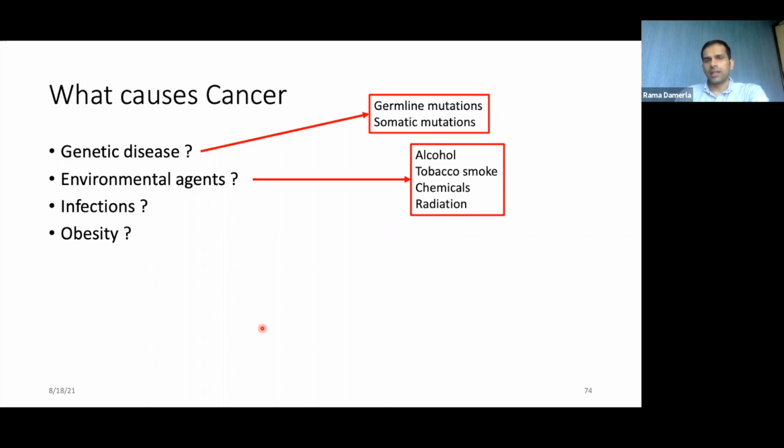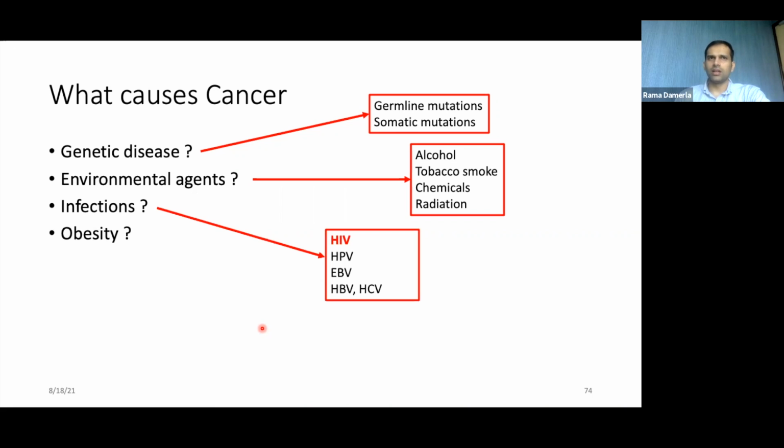Cancer can also be caused by environmental agents, and there are numerous studies to show that alcohol, tobacco smoke, and exposure to chemicals and radiations, like carcinogenic chemicals and radiations, cause cancer.